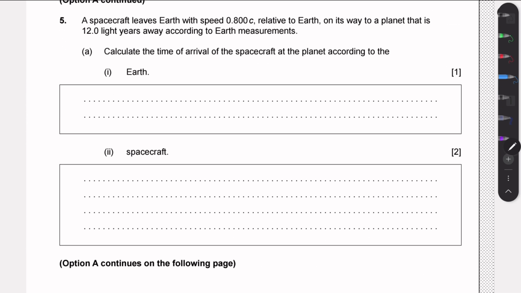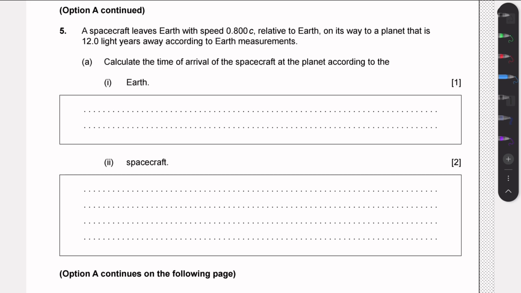All right. And then the third relativity question in this paper, we have a spacecraft that is leaving Earth with a speed of 0.8c relative to the Earth, and it's on its way to a planet that is 12 light years away according to Earth measurements. So this is very important. We need to calculate the time of arrival of the spacecraft at the planet according to the Earth.